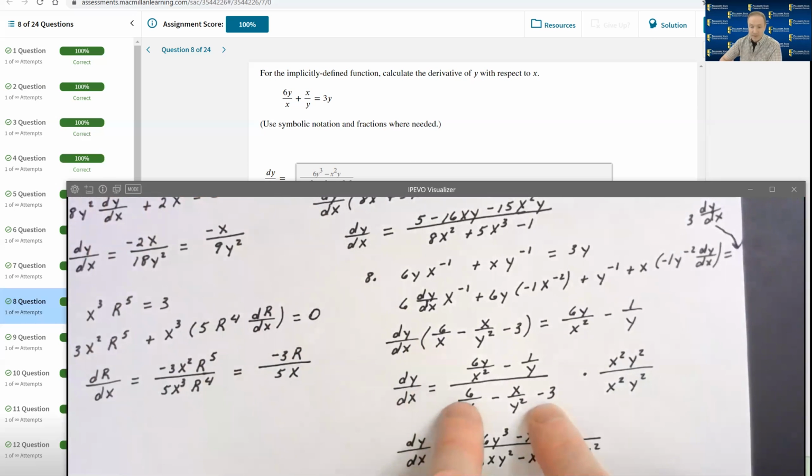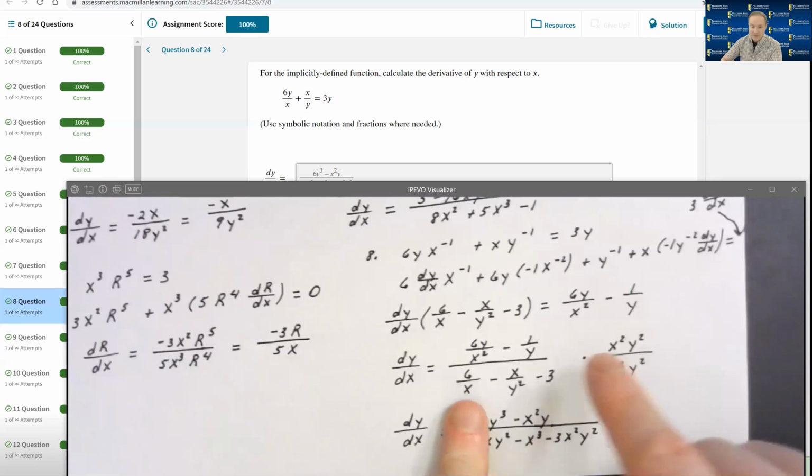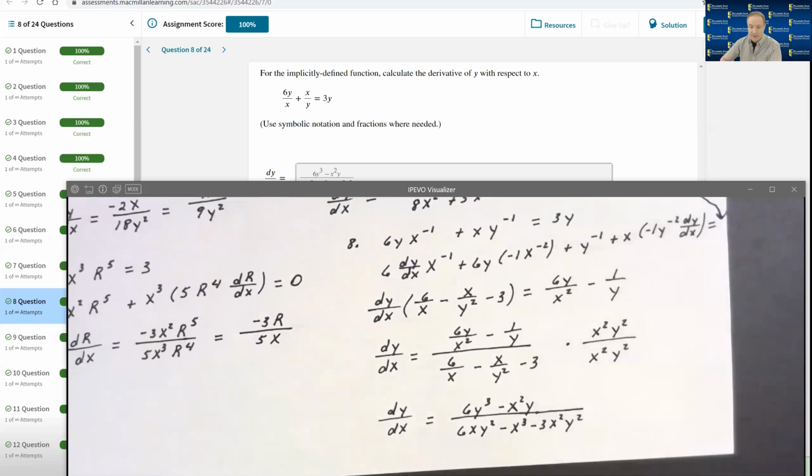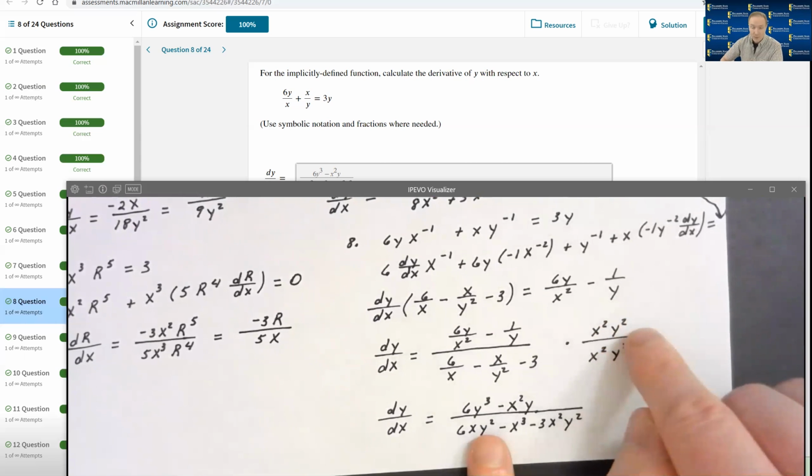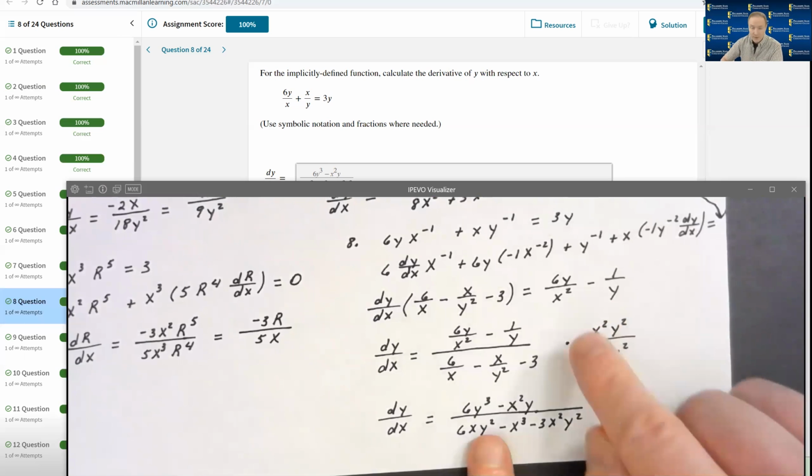And then I just wanted to make it look nicer. You could have entered this answer, and I'm sure Achieve would have accepted it. But I just don't like the compound fractions, the fractions within the fraction. So I multiplied by the least common denominator of all the fractions in there. I multiplied by x squared and y squared in both the denominator and the numerator.